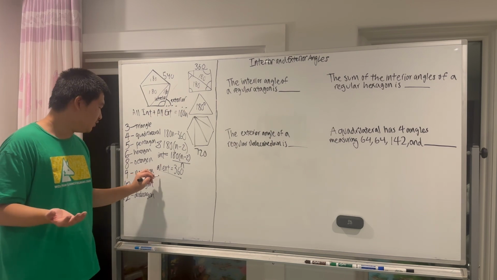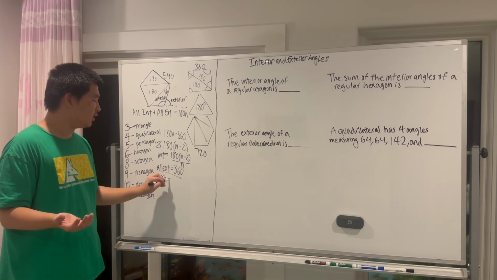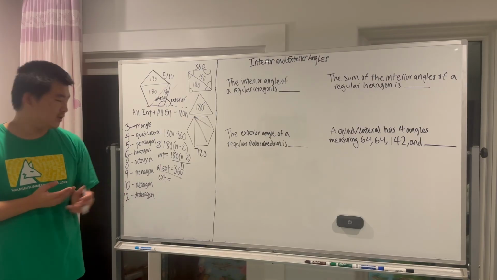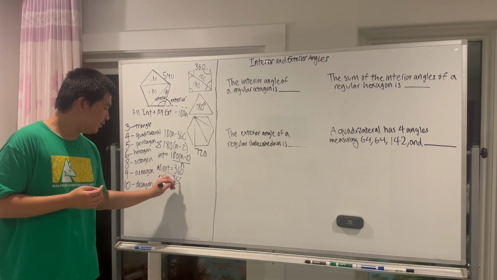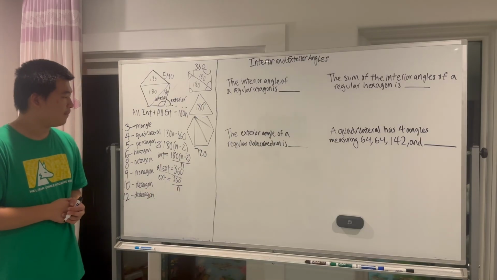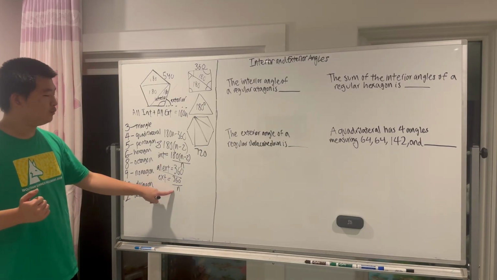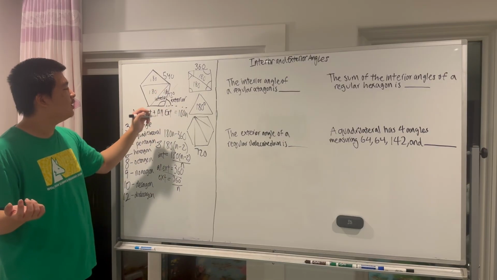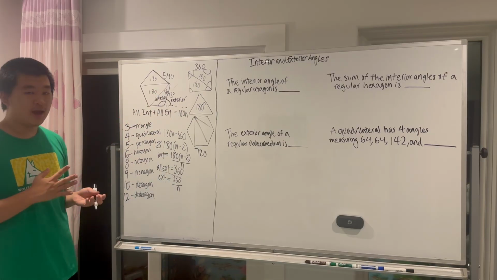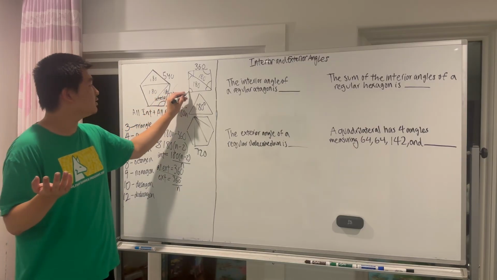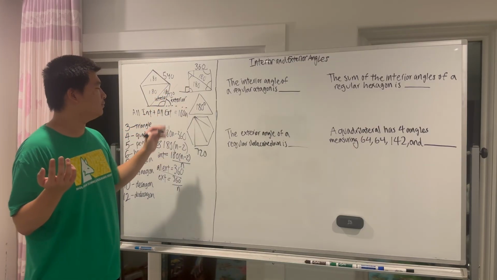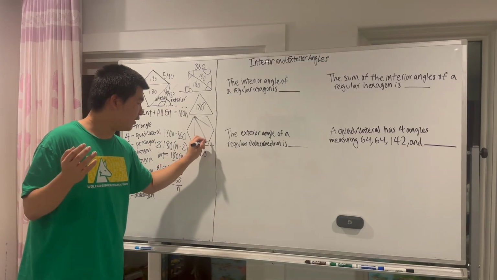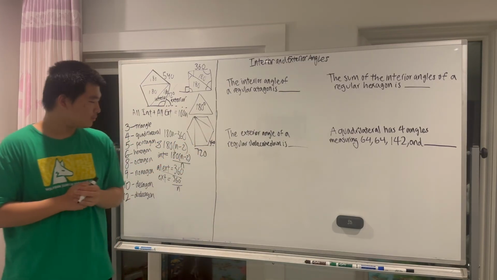Then, if I want to just find one exterior angle, same process. I have n exterior angles, they are all the same, and they all add to 360. So, each exterior angle is 360 over n. For example, if n equals 5, we have a pentagon, and the exterior angle is 72. If I have a square, n equals 4, and the exterior angle is 90, or a right angle. If I have n equals 6, I have a hexagon, and the exterior angle is 60.